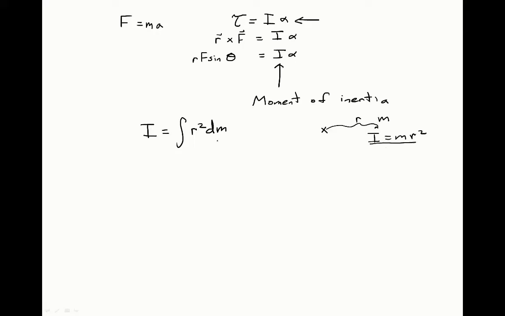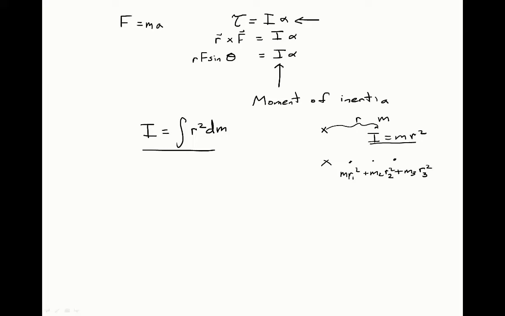So it's mr squared. What this integral over here does is it allows us to calculate the moment of inertia for any assortment of masses, any shape of mass. So it's just a sum. If you say you had multiple objects, like 3 masses here, you would have m1r1 squared plus m2r2 squared plus m3r3 squared.